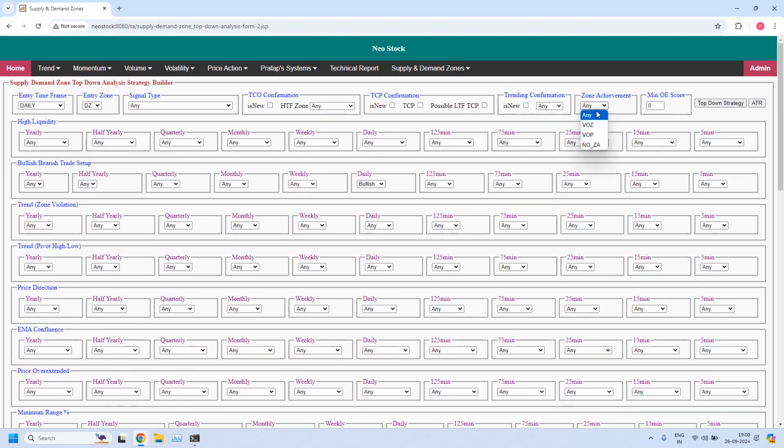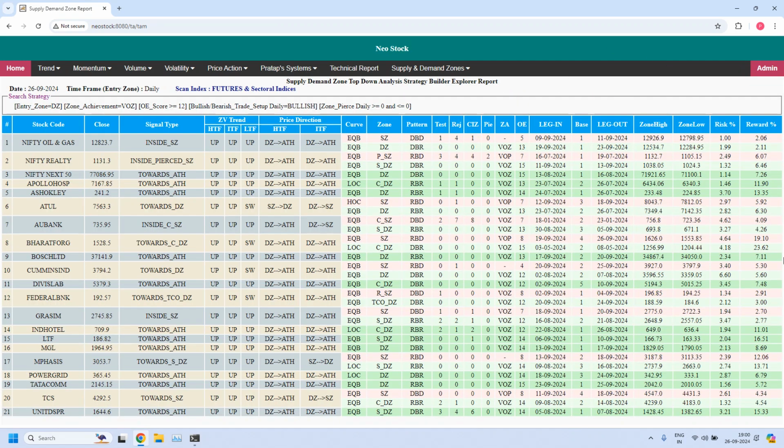Next, zone achievement should always be violated opposing zone. Minimum odd enhanced score is 12. All the three filters are applied to daily demand zone. Now let's verify. We got 21 stocks filtered, and all these 21 stocks are currently supporting bullish trade setup for monthly income trade. That is entry time frame daily.